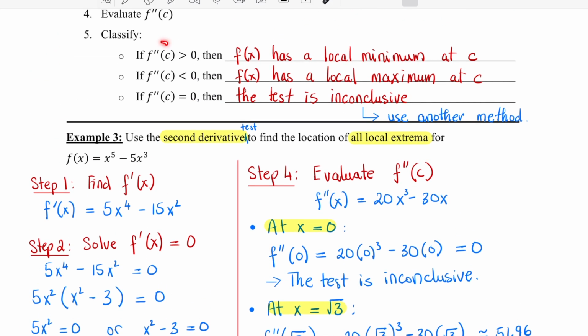When f double prime of c is positive, then we have a local minimum at c. That means we have a local minimum at root 3.